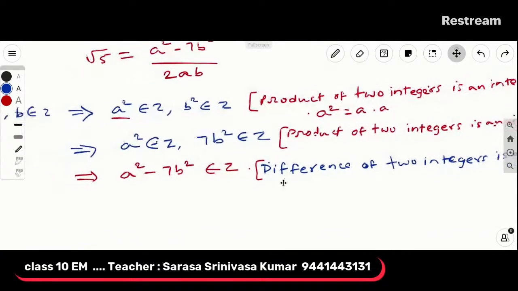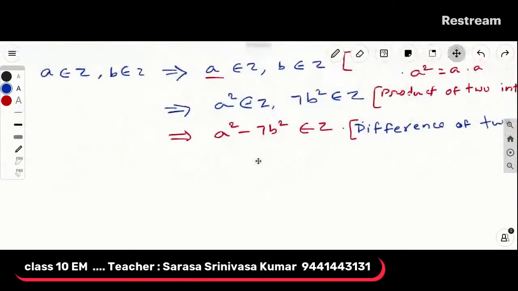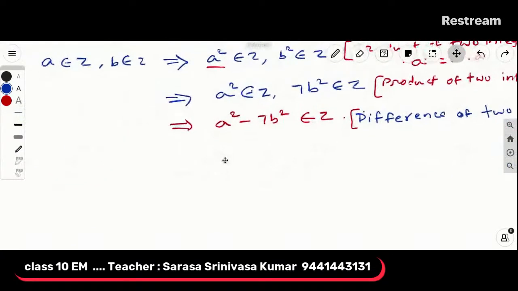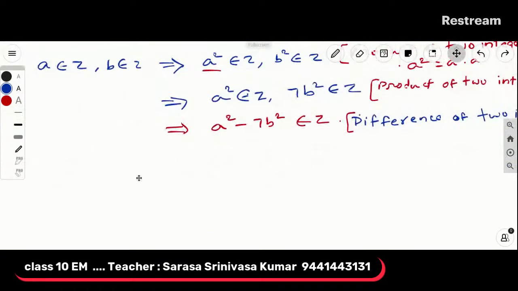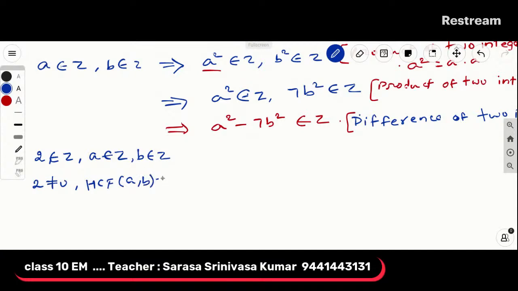Now we consider the denominator 2ab. We have to prove that 2ab is an integer and 2ab is not equal to 0. So 2 is an integer, a is an integer, and b is an integer. And also 2 is not equal to 0. Highest common factor of a and b equal to 1.